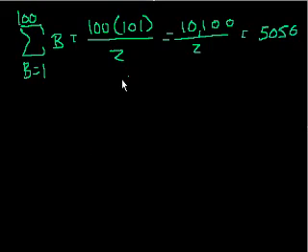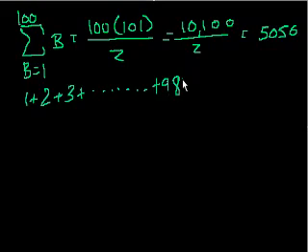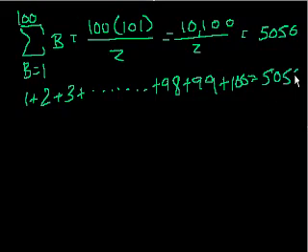5,050. That's pretty neat. Instead of having to say 1 plus 2 plus 3 plus, plus 98 plus 99 plus 100, this would take you some time, and there's a very good chance you'd make a careless mistake. We could just plug into this formula, which we proved, and hopefully you understood, and say that equals 5,050.